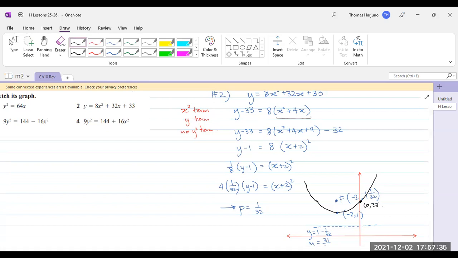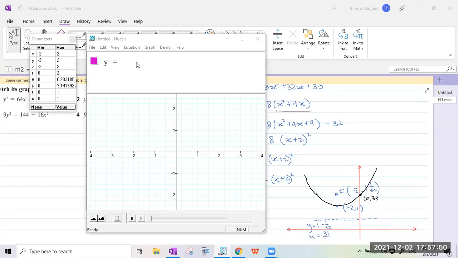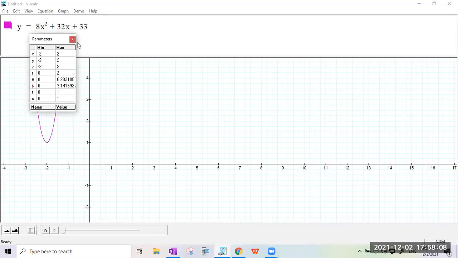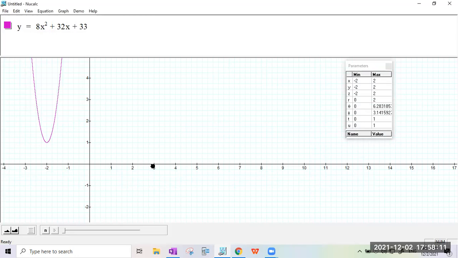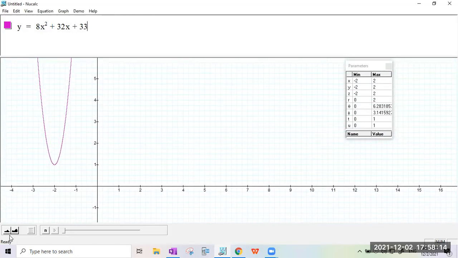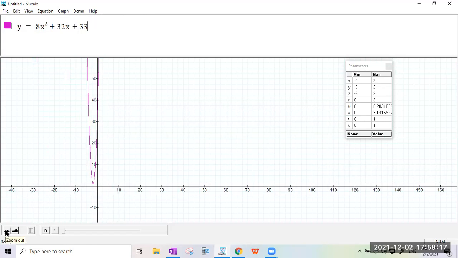Okay, let's see what it really looks like. So y equals, let me share with you my full view. y equals 8x squared, because with 8x squared, you know the parabola becomes very, very skinny. Yeah, that's what it looks like. Zoom it out, so it becomes like this.